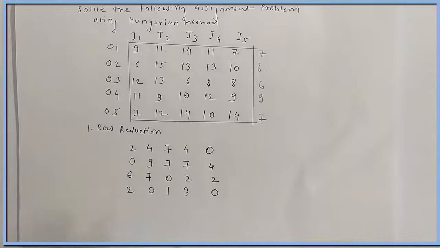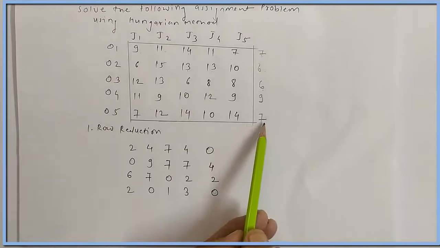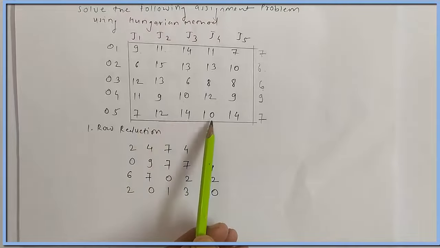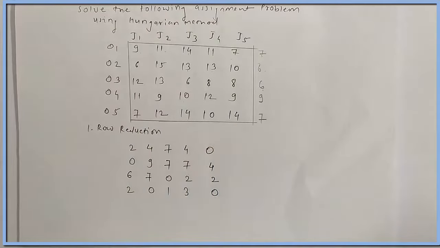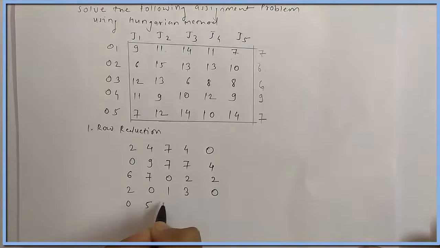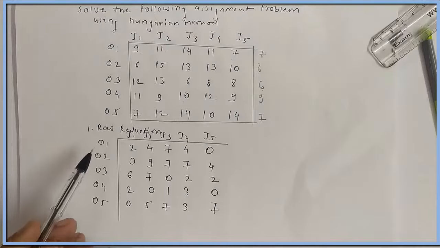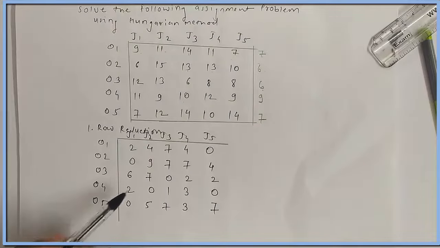And in the last row, the smallest element is 7. Subtract this 7 from all the elements of the fifth row. 7 minus 7, 12 minus 7, 14 minus 7, 10 minus 7 and 14 minus 7. Therefore, the fifth row will be 0, 5, 7, 3, 7. Now after this row reduction, we will get this matrix.